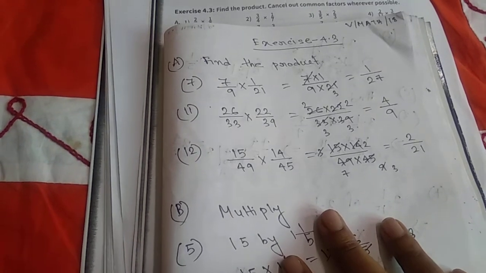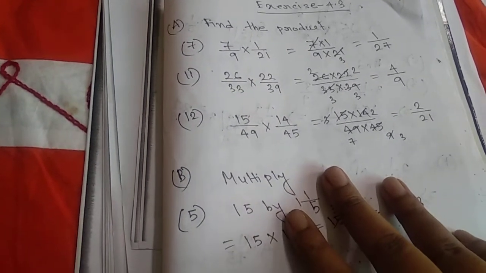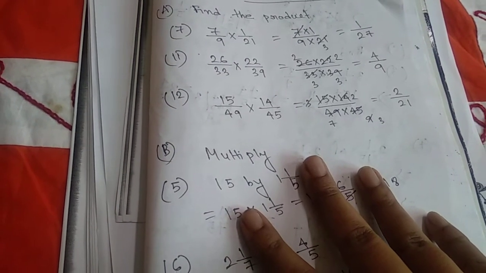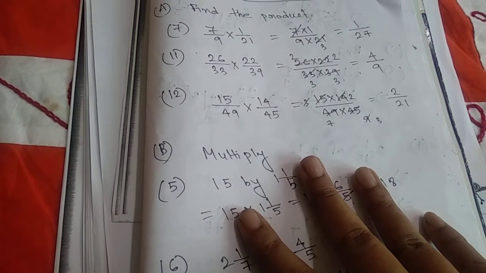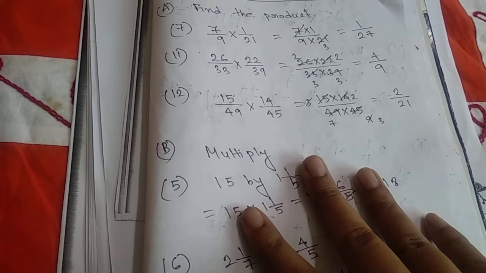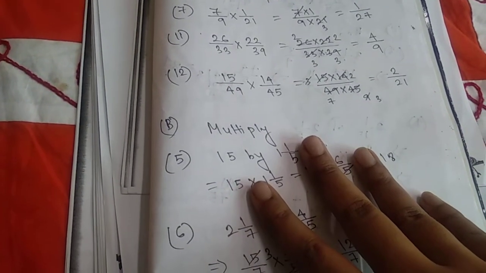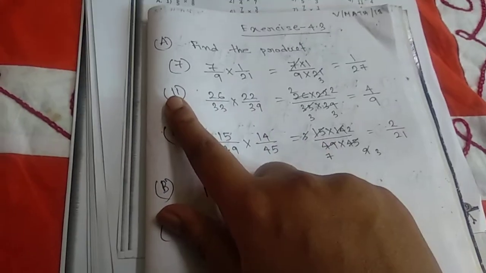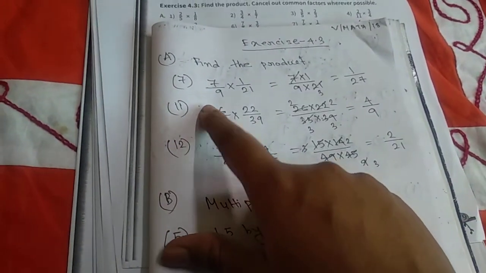Now let's start exercise number 4.3. On this type of multiplication, first we have to try to cancel out the common factors. If we can't, then we will multiply the numerator with numerator and denominator with denominator. See sum number 7 of exercise number 4.3a.